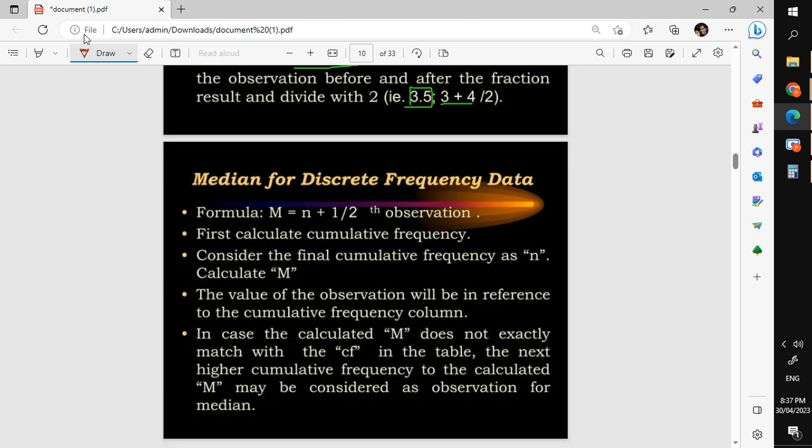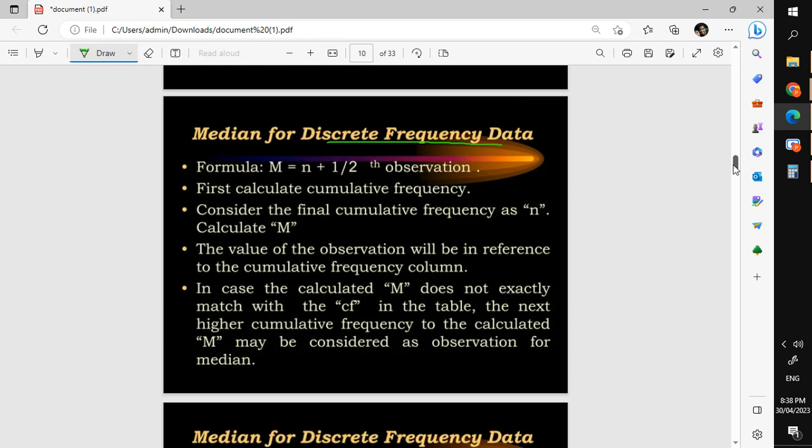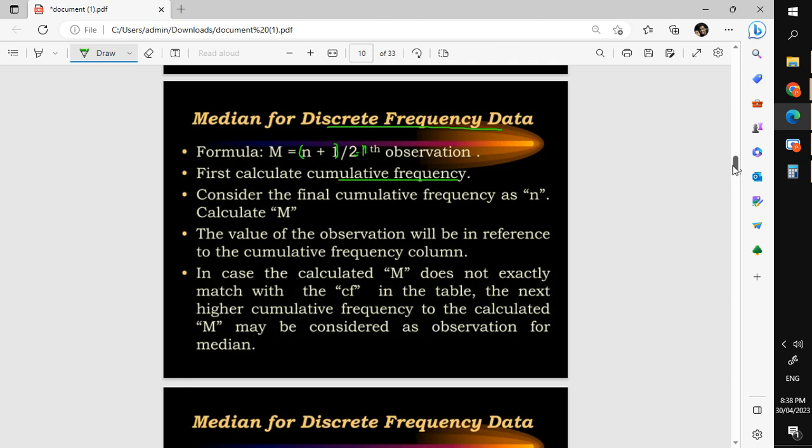Okay? Now, what about the median for the discrete frequency data? Still, same lang gihapon ang formula nato, okay? M is equal to the quantity of n plus 1 divided by 2 is equal to the nth observation. First step is to calculate the cumulative frequency. So, ang cumulative frequency is just the sum of all your frequencies. Okay, i-add lang nimo tong frequency sa kada datum. And then you consider the final cumulative frequency as the value of your n.